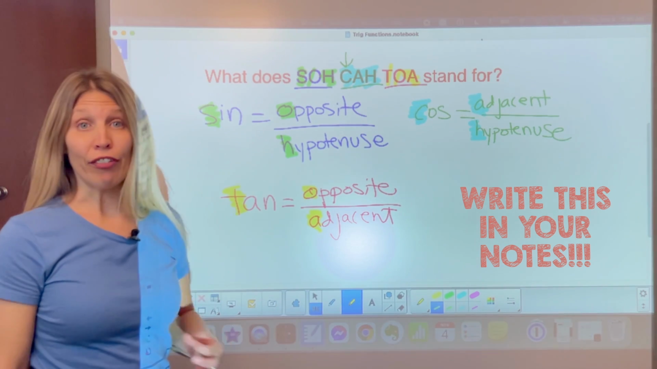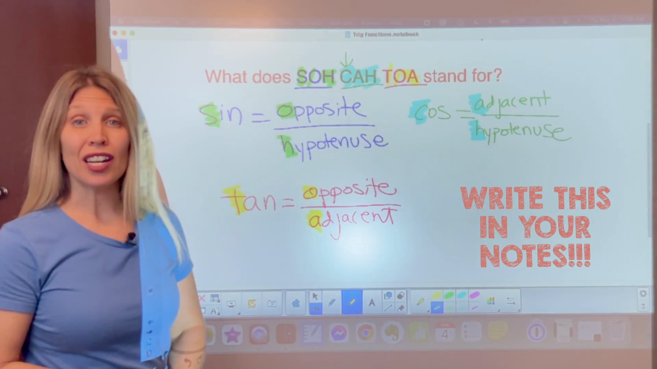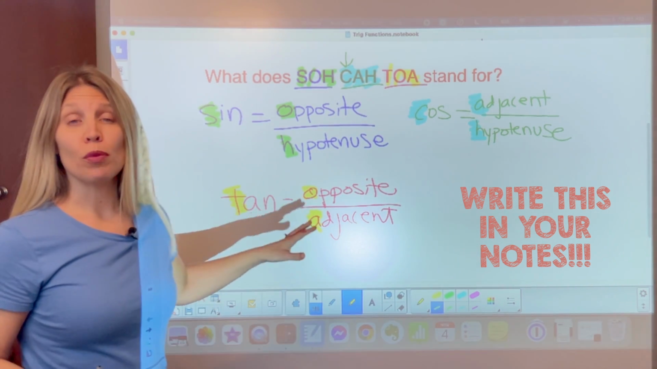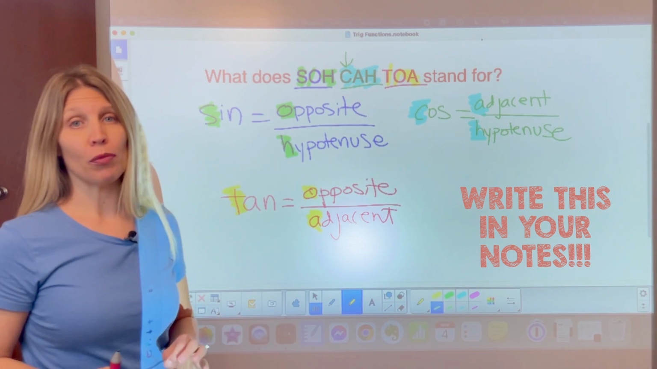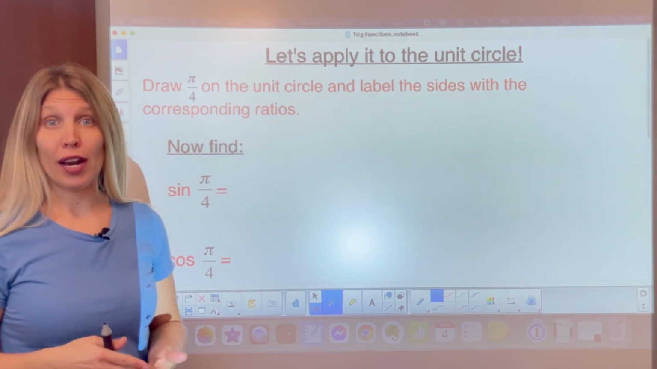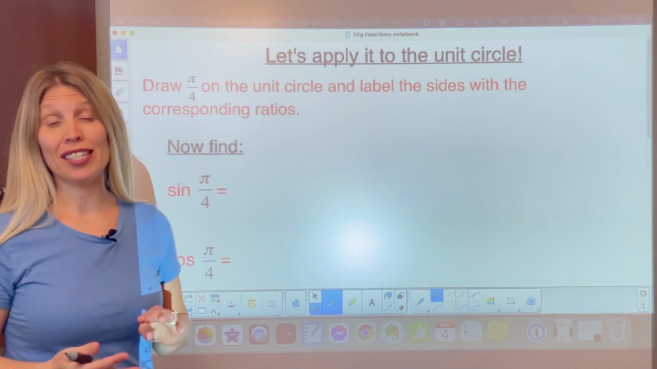This is something you're definitely going to need to know. So put this on a bright colored sheet of paper, write it in colors, surround it in highlighter, whatever you need to do to make sure you remember this, because it's something you will use all the time. Now that we know what the trig functions stand for and how to find them, we're going to apply it to our unit circle using radians and degrees.